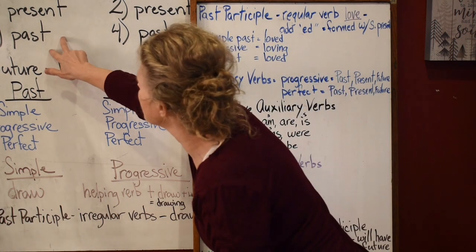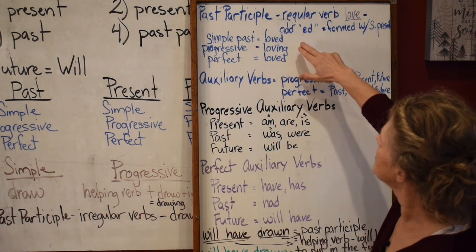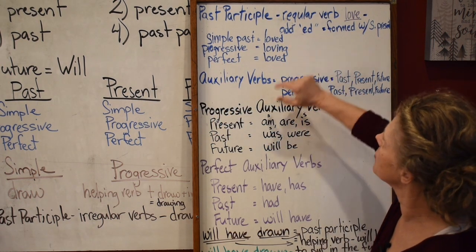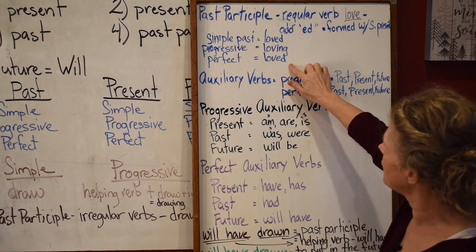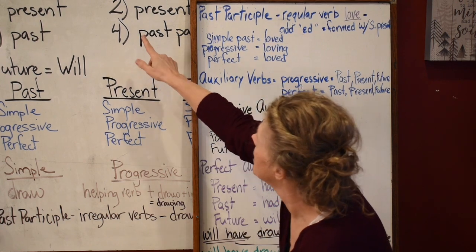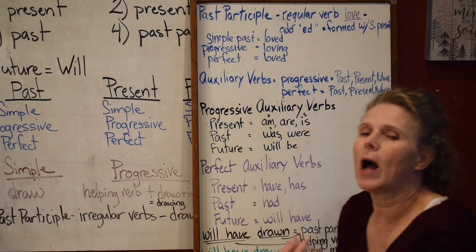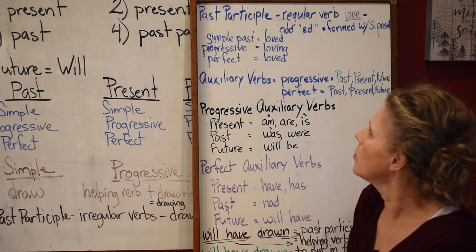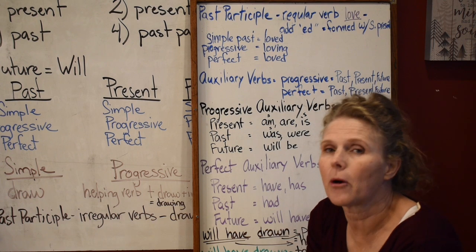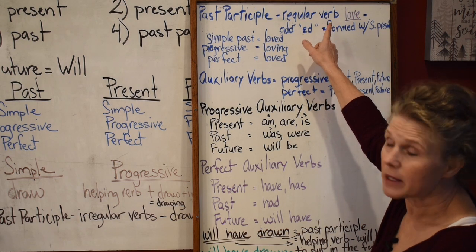This is the third of your principal parts. This simple past is the third. And now we have perfect, which is your past participle right here, number 4. And it's the exact same thing. So this is why so many people get confused. Well, is it the past or the past participle? It's the exact same word with regular verbs.